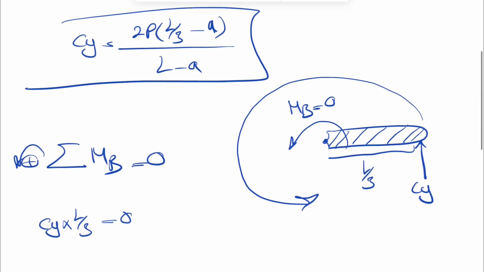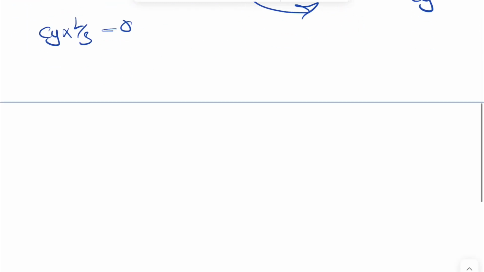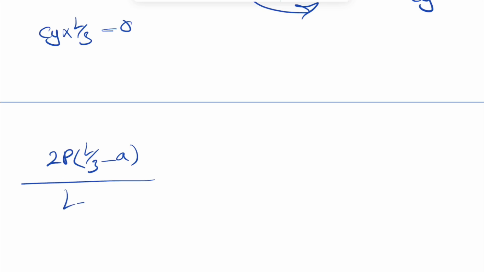So what we found for CY was 2P times 1/3 of L minus A, over L minus A, times 1/3 of L, which will be equal to 0.